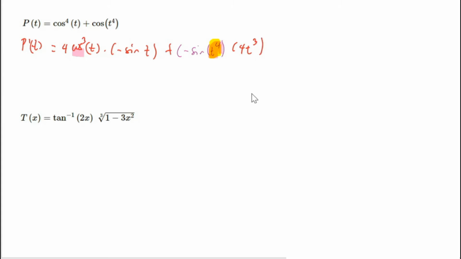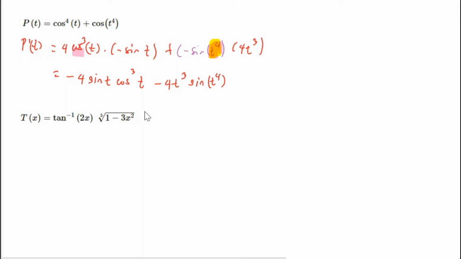All right. So after that, we're now going to simplify. We can just write now 4 times negative sine t, so I can write negative 4 sine t cosine cubed t. Then positive times negative is negative, negative times 4t cubed. So I have now negative 4t cubed sine of t raised to the fourth power. And that would be now our answer.